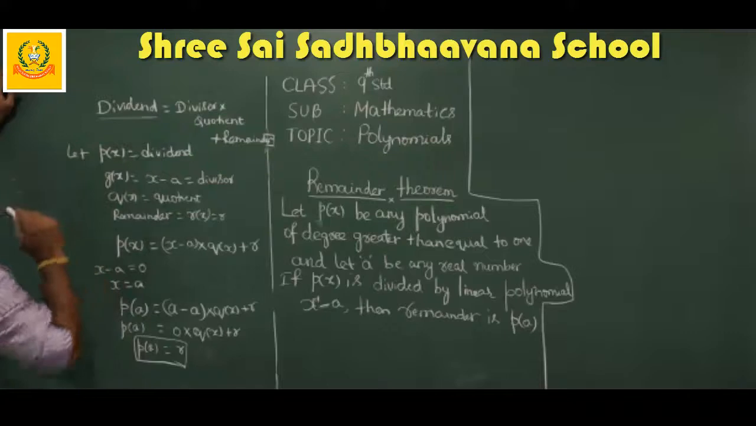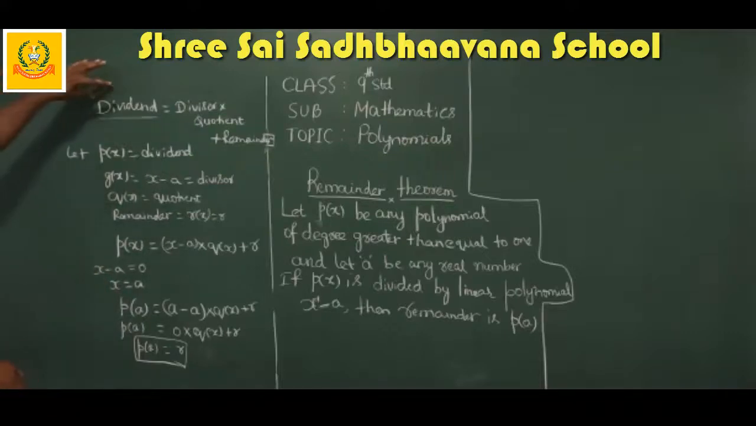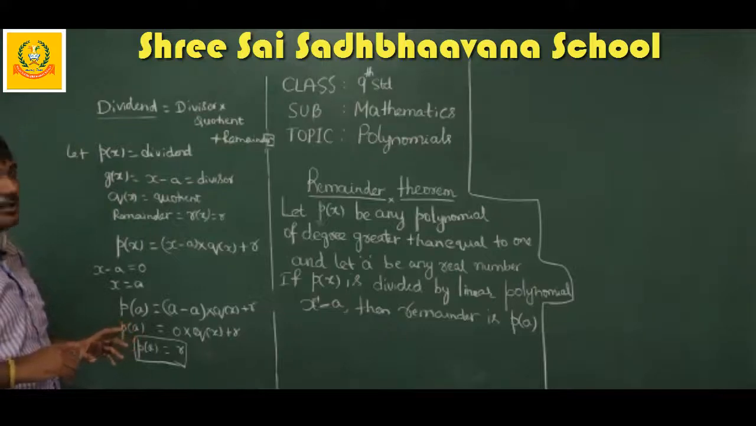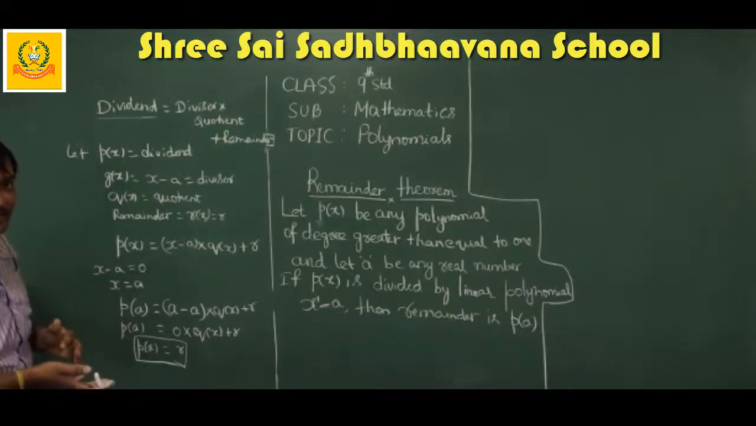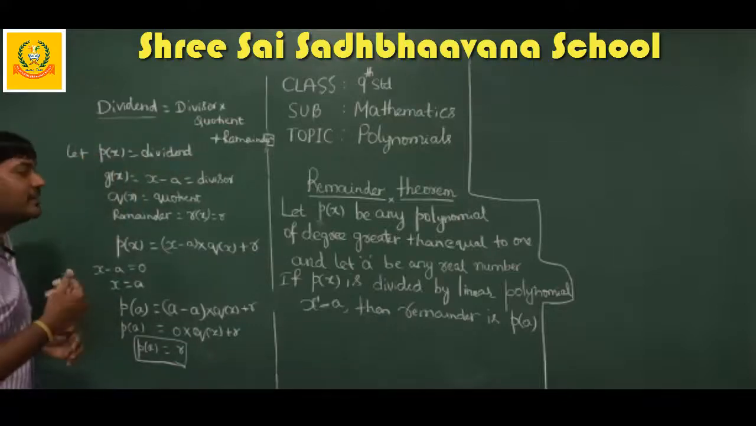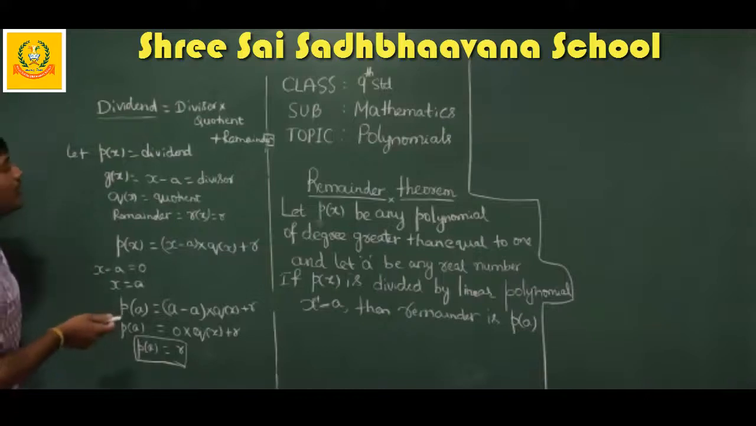We know this formula before, in the last class also we discussed. Dividend is equal to divisor into quotient plus remainder. Got it? So we are going to find the remainder without division. Correct? That is only what remainder theorem means. So we are going to find the remainder without actual polynomial division.